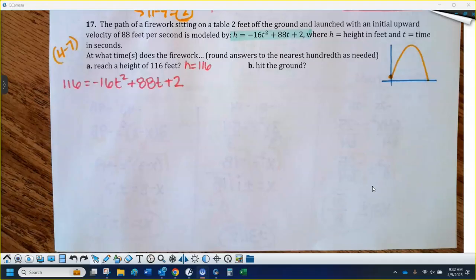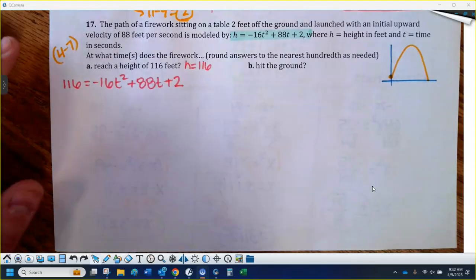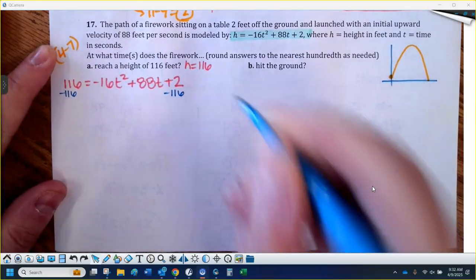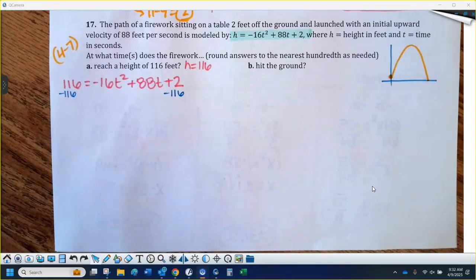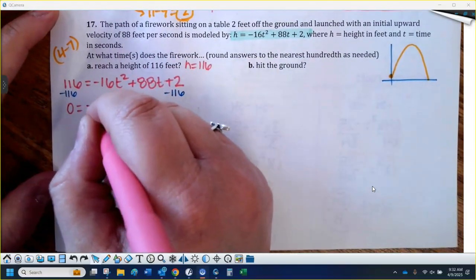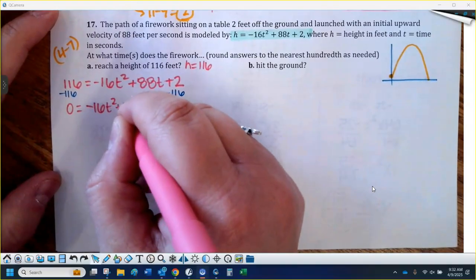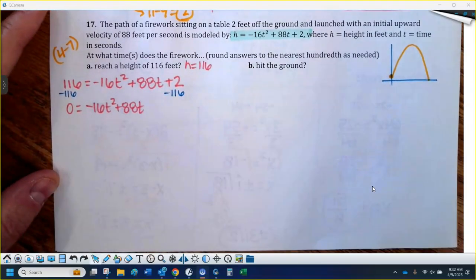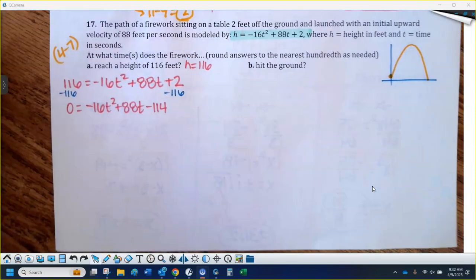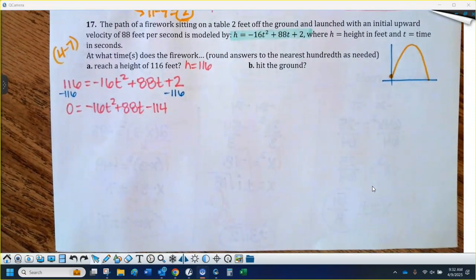The thing is, though, you have to set it equal to 0 before you identify your a, b, and c values. So I'm going to subtract the 116 from both sides, and then we would identify our lovely a, b, and c values. So we get 0 equals -16t squared plus 88t. If I take 2 and I subtract 116, you're going to get -114.